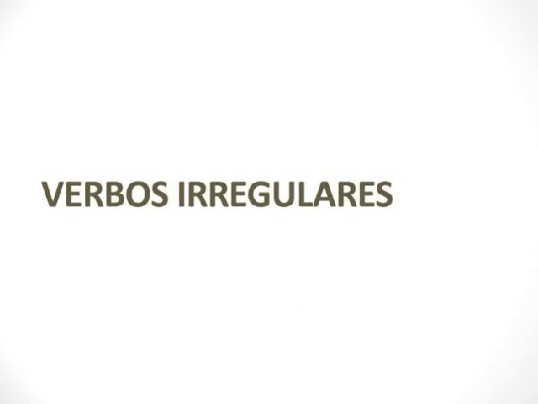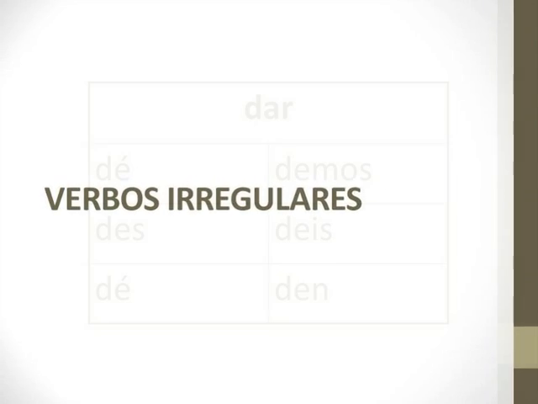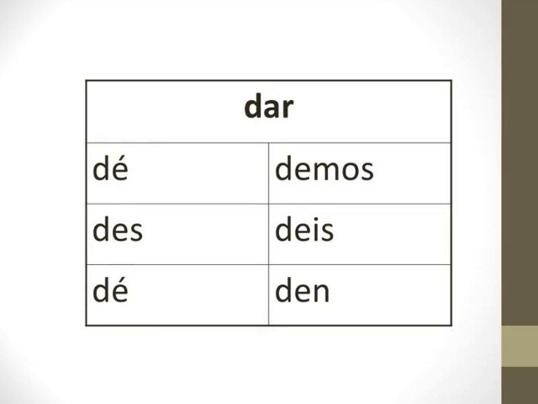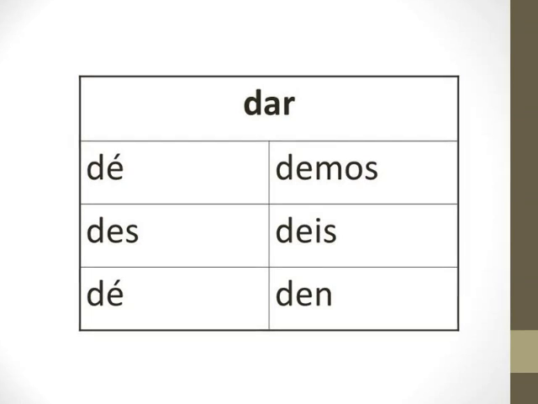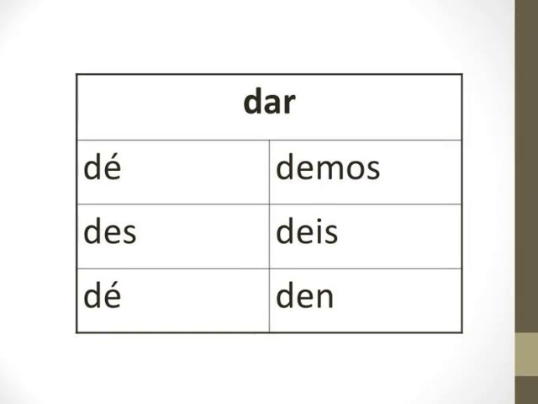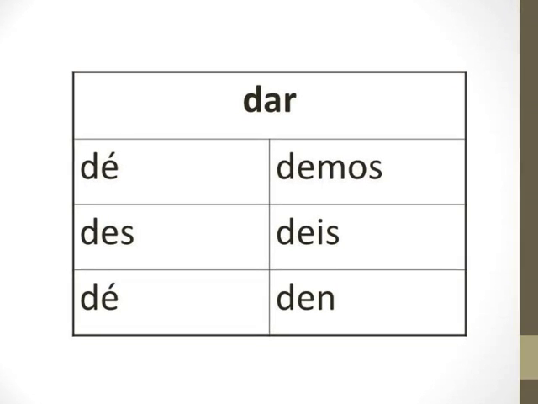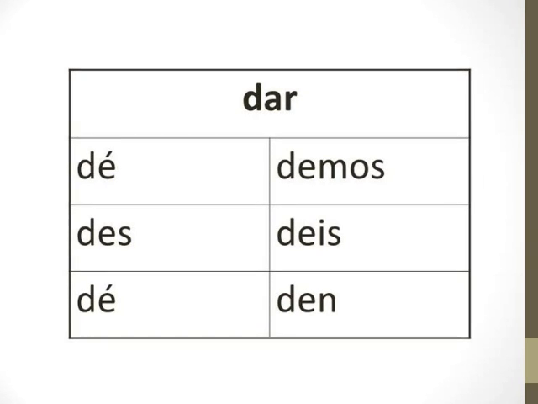Fortunately, there are very few irregular verbs in the subjunctive. Dar is not very irregular at all. We're still basically using the opposite endings, but the reason why this is classified as irregular is because the yo form, doy, does not end in an O, so you can't take off the O, you can't follow the shoe rule.